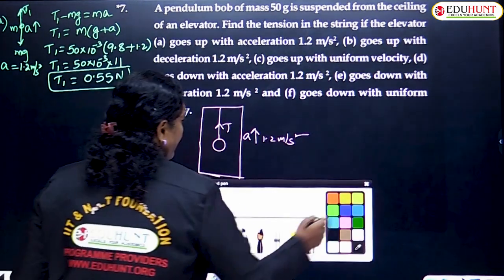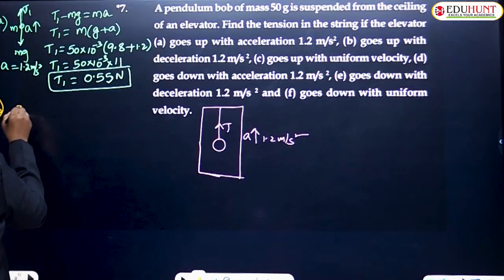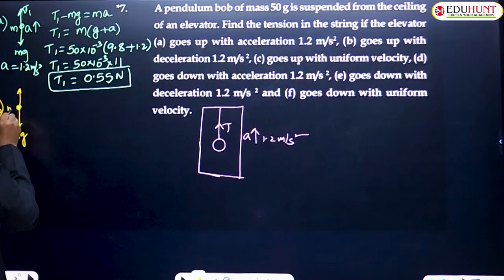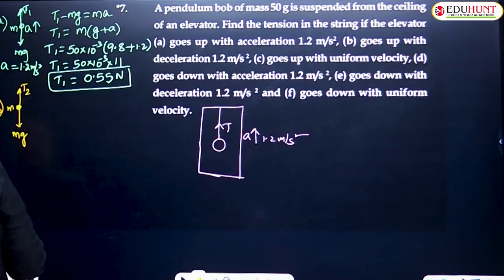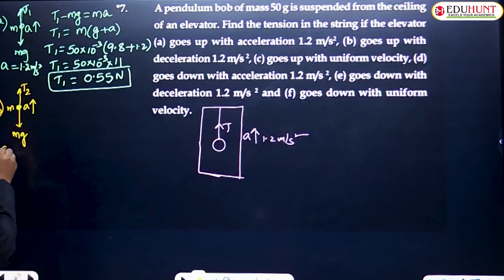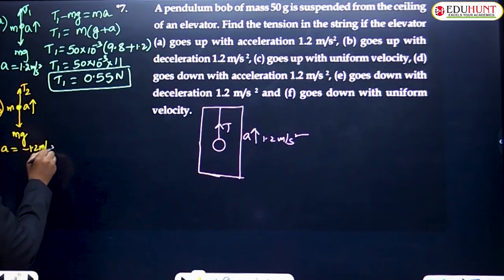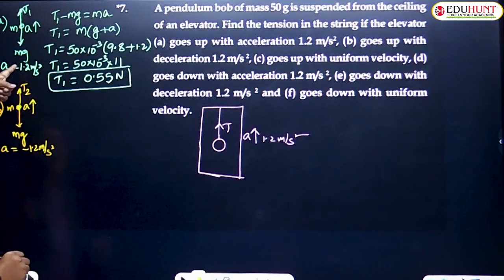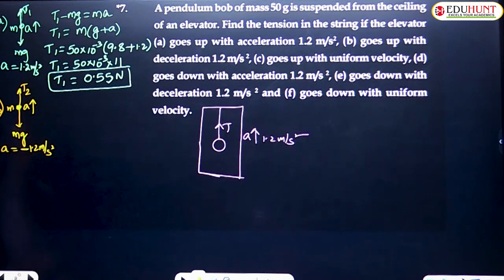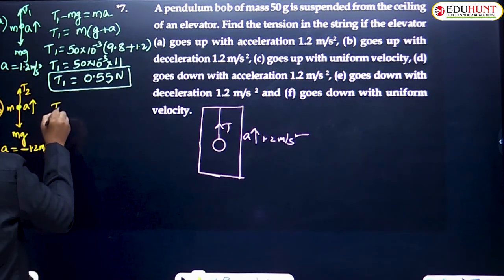So going ahead, second case B, let us try to imagine the free body diagram whose weight is acting downwards. Tension in the second case, let me take it as T2. Lift is going upwards, but deceleration, a is taken as minus 1.2 meter per second square. This you need to make a note, children. Earlier it was acceleration, now it is deceleration. Deceleration means minus value.